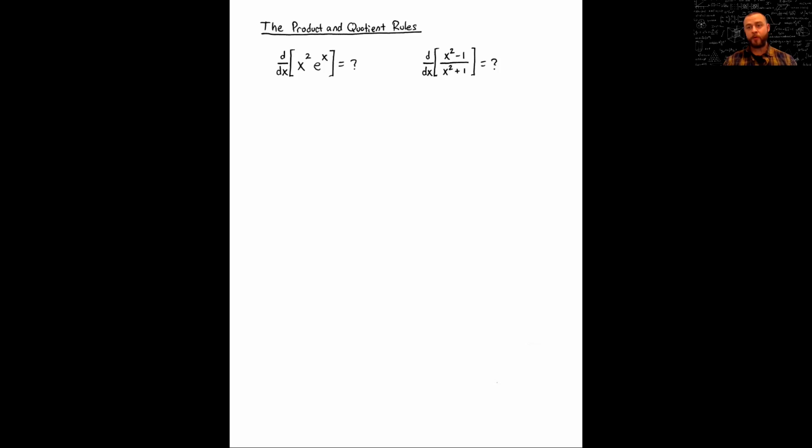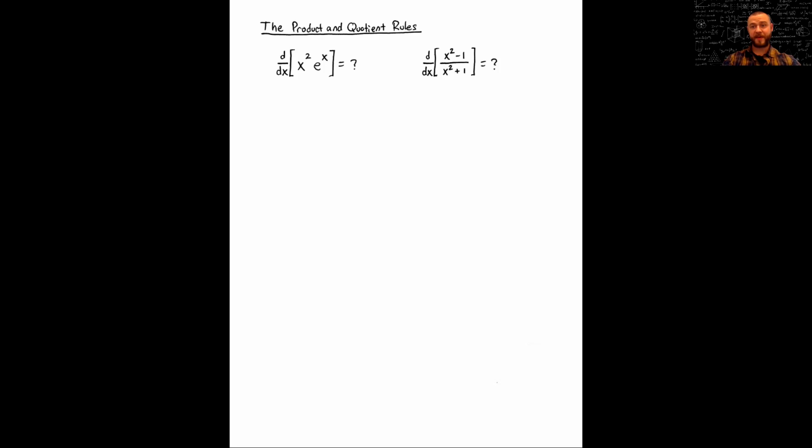Let's start with two simple questions here. Finding the derivative of the function x squared times e to the x, and the derivative of the function x squared minus 1 divided by x squared plus 1. In the first example, we're asked to find the derivative of a product, and in the second one, we're finding the derivative of a quotient, or fraction.